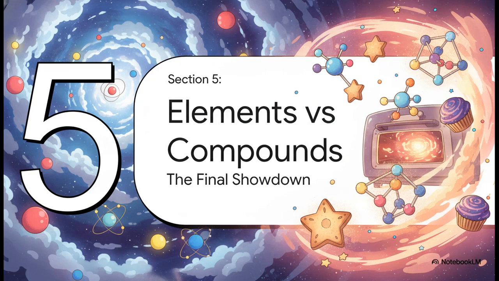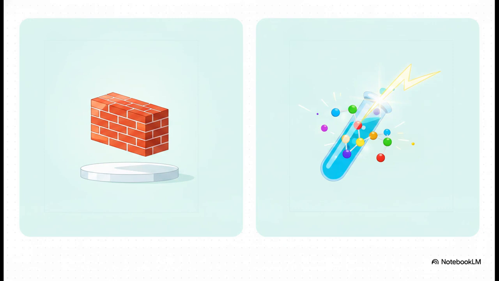Let's bring it all together now in Section 5, elements versus compounds. Let's quickly summarize the core differences here. An element is the absolute simplest type of pure substance. It's the bottom line. It cannot be broken down into anything simpler, and its smallest unit is an atom. A compound, on the other hand, is built out of those elements. Its smallest unit is a molecule, and its properties are entirely alien compared to the elements it was made from.